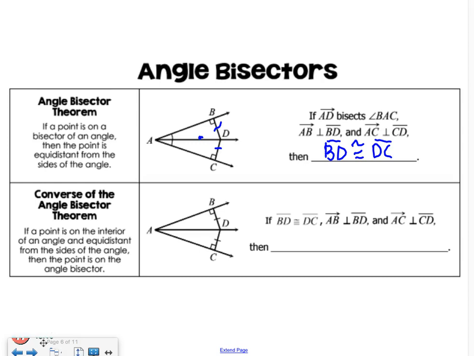And then the opposite is also true. So if I know D is on this line here, and it's equal distance from the sides of my angle, then what do I know about AD? Here's the angle plus. It's an angle bisector. That's it.